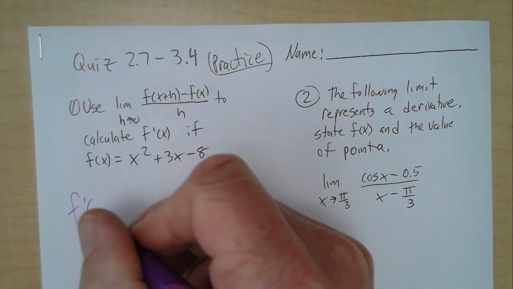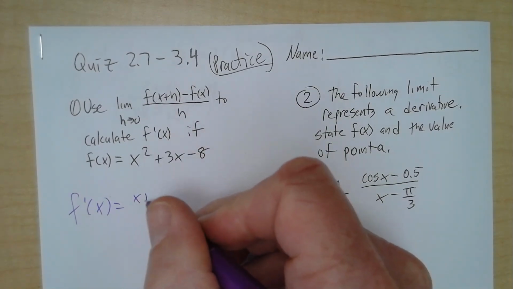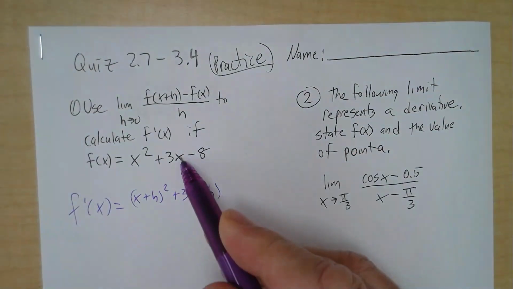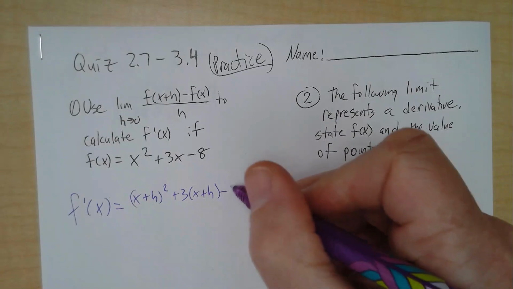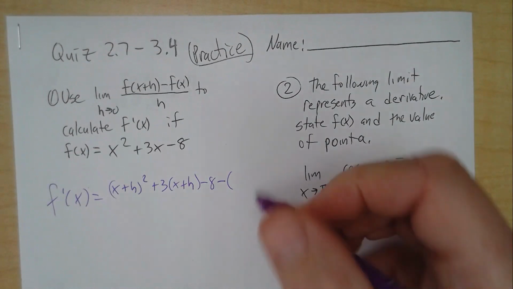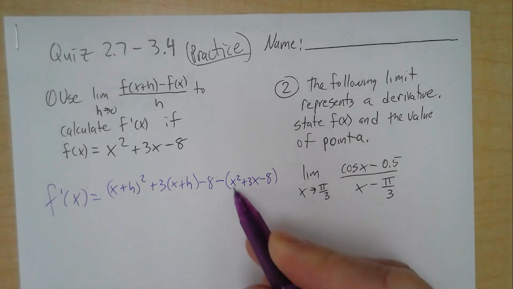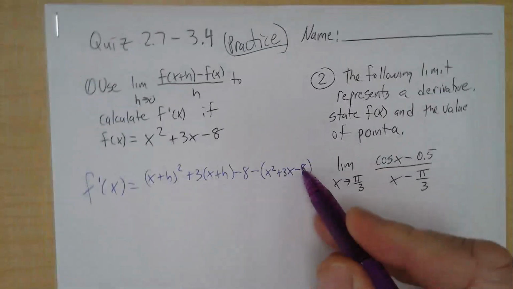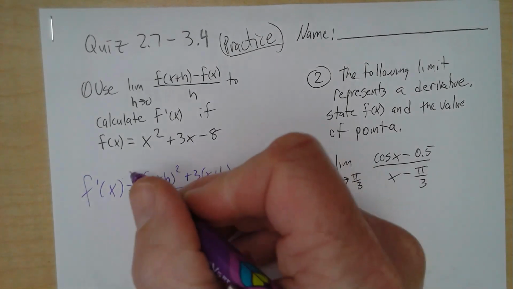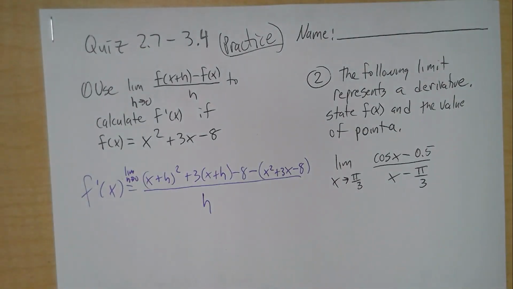So f prime of x is equal to, this says put x plus h into x, so it's x plus h, quantity squared, plus 3 times x plus h. So where there was an x, I replaced it with x plus h, minus 8. And then minus the whole function. So it's very important that you say minus the whole function: x squared plus 3x minus 8, because you have to distribute the negative through all of that, all over h. And I forgot something. I forgot to write limit h drops to 0. That's my bad. I should have had that in there better.